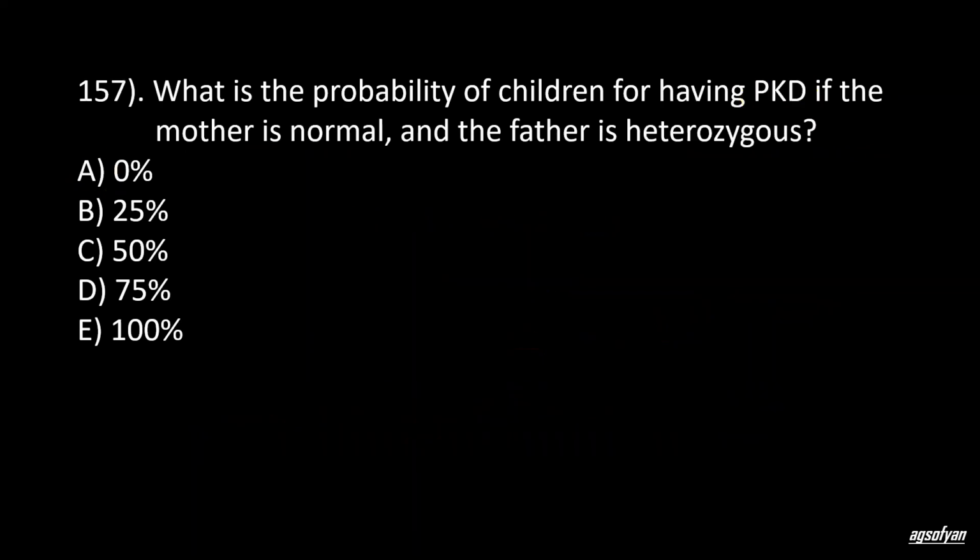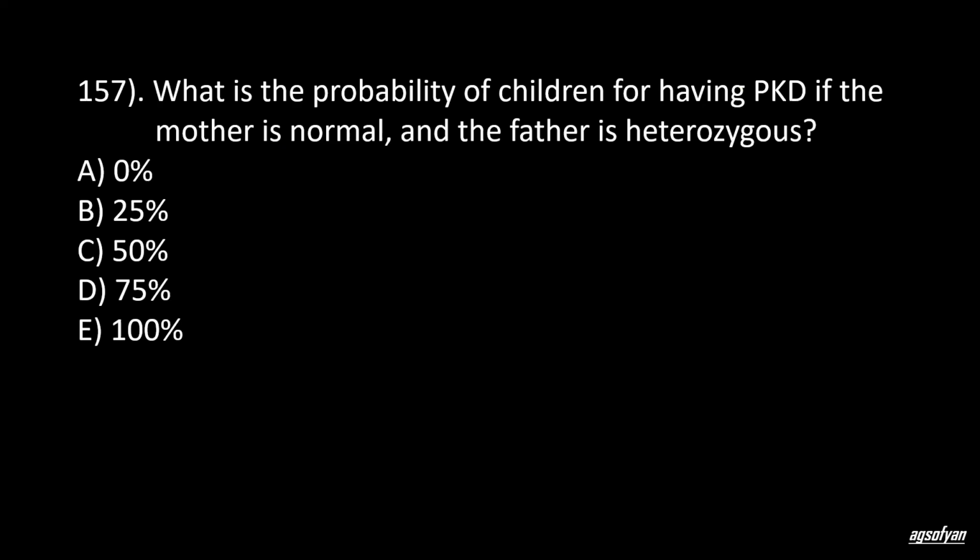What is the probability of children having polycystic kidney disease if the mother is normal and the father is heterozygous? 0%, 25%, 50%, 75%, or 100%. Okay, which one is your answer?